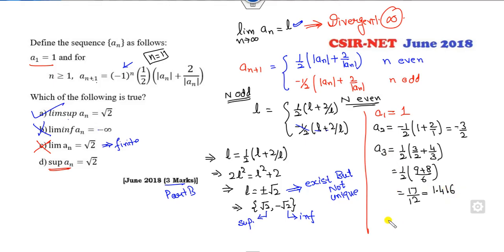1.416. Clearly it says if I find the supremum of A1, A2, A3 and so on, this value will definitely be greater than root 2. That is, I can get at least this number. But he said equality with root 2, but this condition is not satisfied. So this option is also cancelled. A is my right answer.